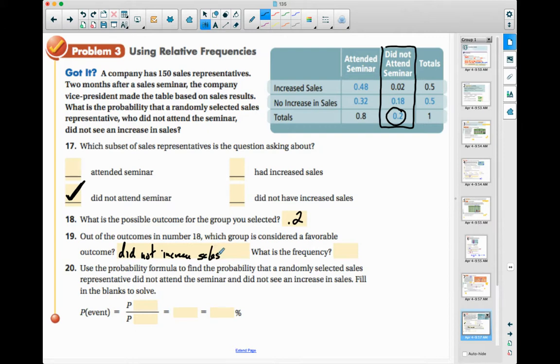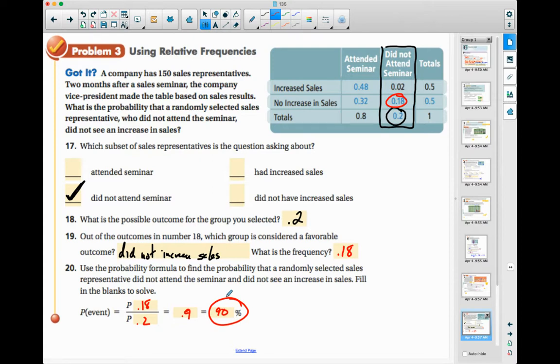What is their frequency? If we look for their frequency, we have 0.18. So now let's go ahead and do the probability of 0.18 over the probability of 0.2. If we pop that into our calculator, we get 0.9 or 90%. So what is this saying? This says that 90% of the employees who did not go to the seminar did not improve their sales.